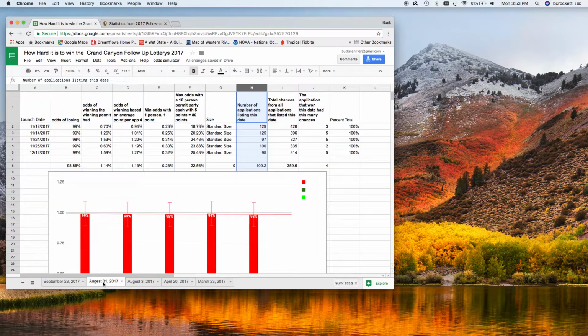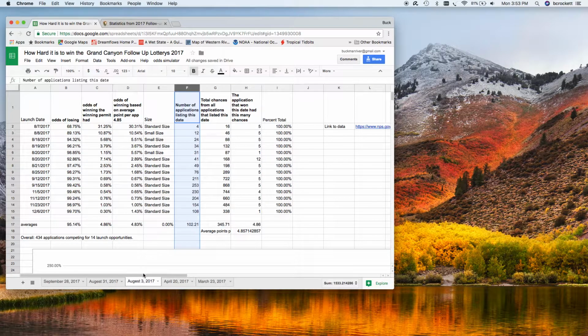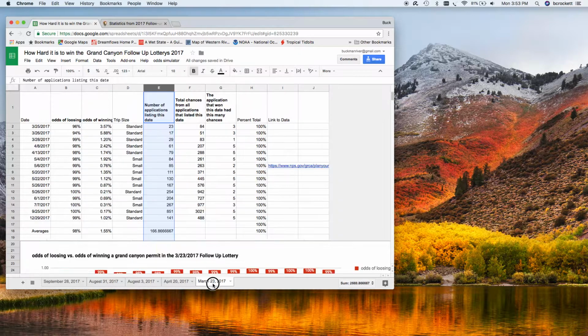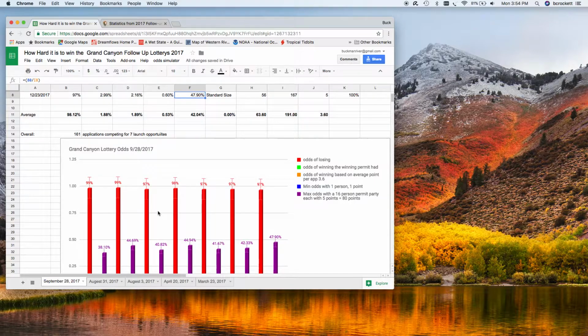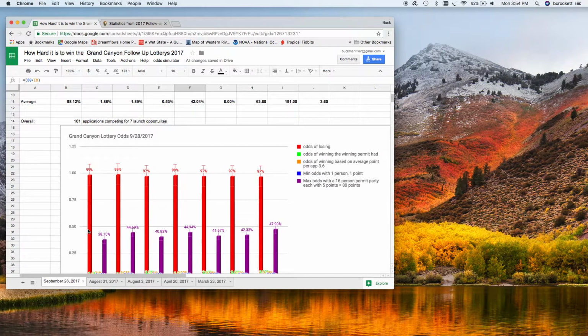Again, better than any other lottery we've seen, right? The odds with 16 people on the August 31st was 22.56%. And then I haven't done it for these other ones, but they would be even lower than that. And we know that just because the number of applications is much higher, and so is the total chances. For those applications listing that date, those numbers are relational. So, surprising results. General trend, though, nonetheless, is the same.